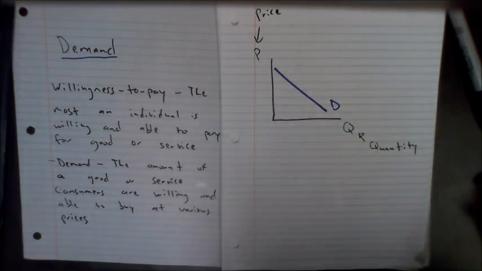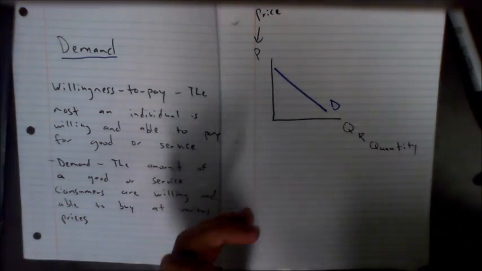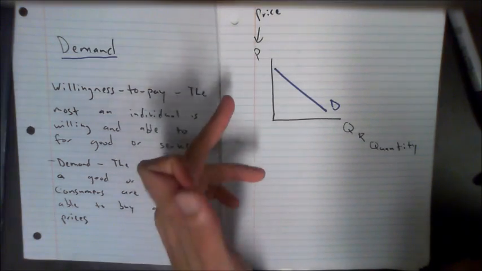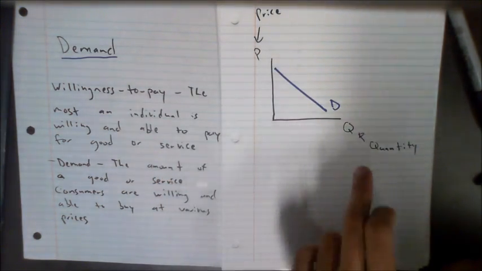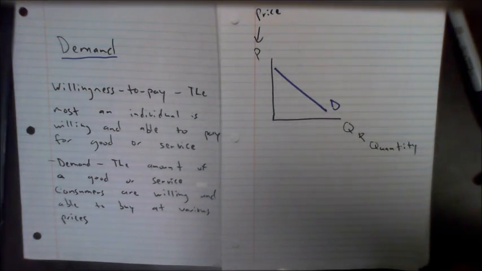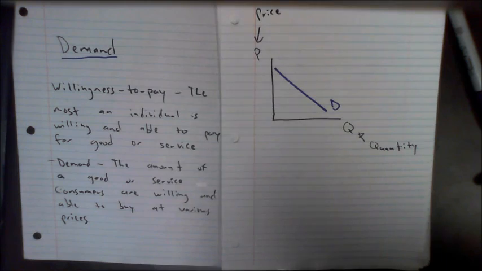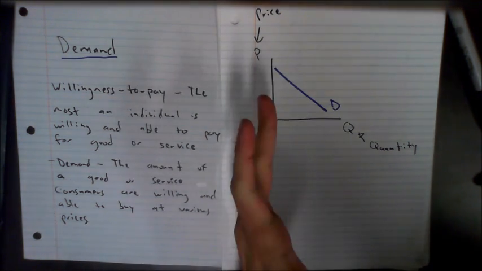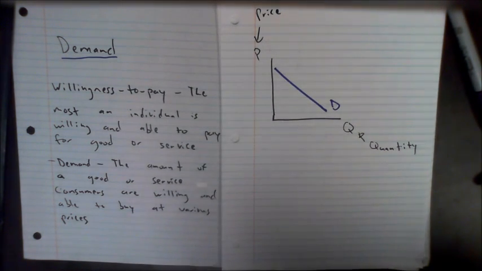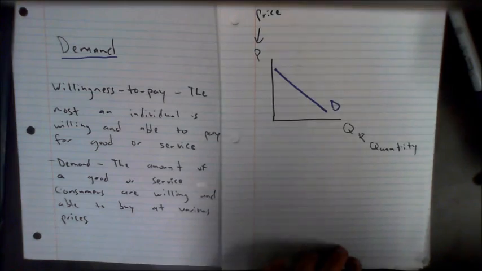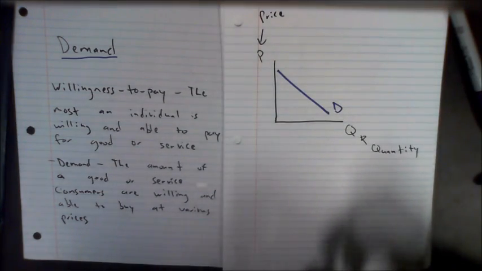Okay, so the first thing you notice is that there is a negative relationship between price and quantity demanded. All right, so this is our demand curve. This is basically a graphical illustration of the relationship between price and quantity demanded here. If you notice, it's downward sloping.